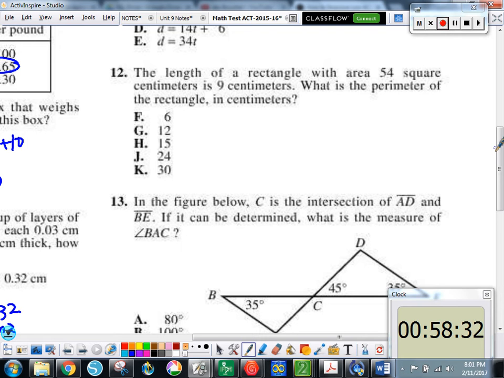The length of a rectangle of area 54 square centimeters. So it's a rectangle of 54. One of the sides is 9. What's the perimeter? So I need to find this other side. So 9 times what is 54? 9 times 6. So if we add those together, you get 30.